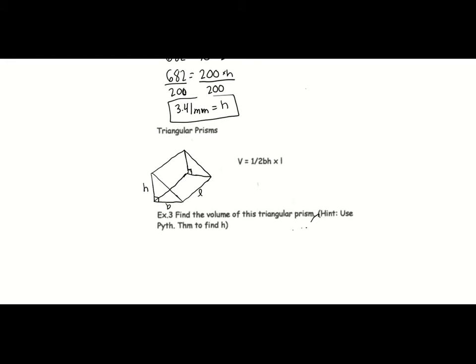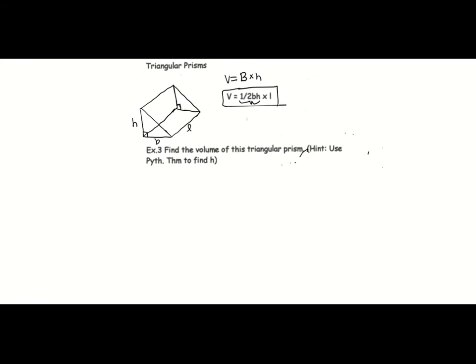So in this case, remember our general equation for volume is the base times the height. The area of our base in this case is 1/2 base times height of our triangle. And the height, which is the distance from between bases, is our length, our L. So this is our equation for volume in a triangular prism.